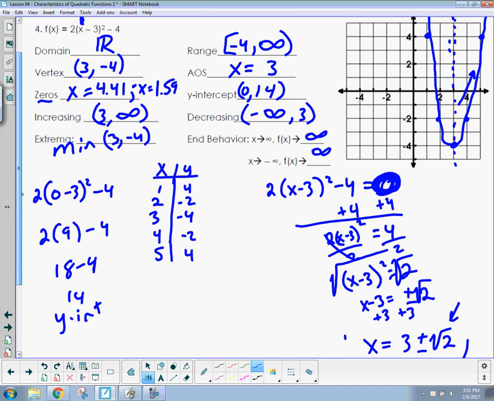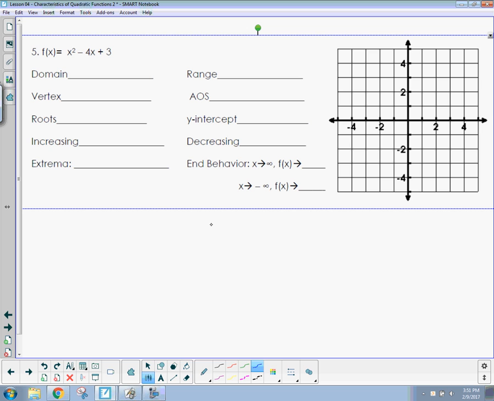5. Ooh, I hope 5 is the last one, because I got things to do. Nope, I got one more to go after that. All right.